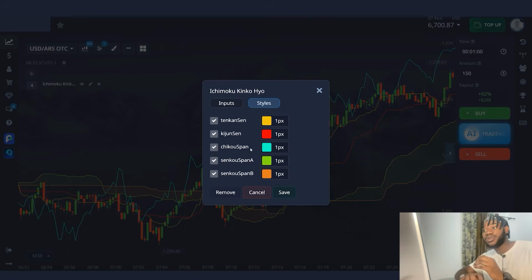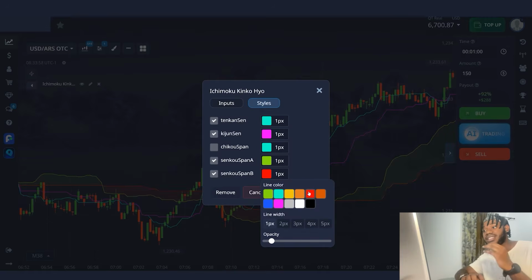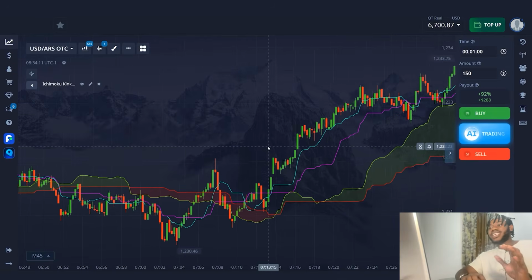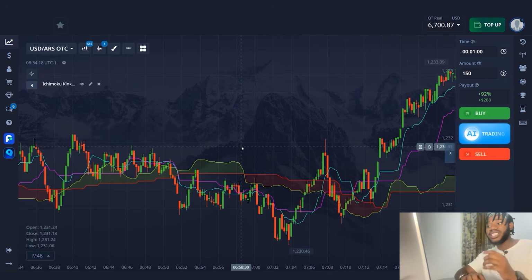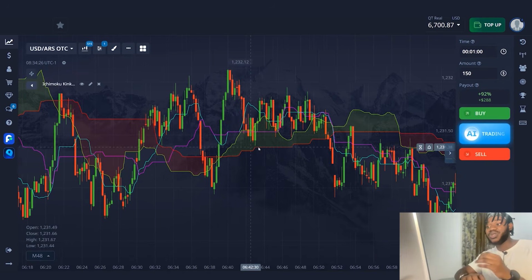I will disable the Chikou Span line in the style settings. I will make the Tenkan Sen line turquoise, Kijun Sen purple. I will leave the Senkou Span A zone green and make Senkou Span B red. Okay, this completes the settings. Now I will start opening trades and show you in detail how the strategy works. I am sure that you will like it and you will use it regularly.